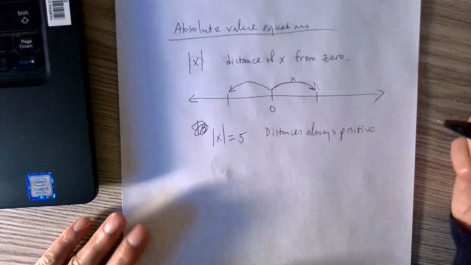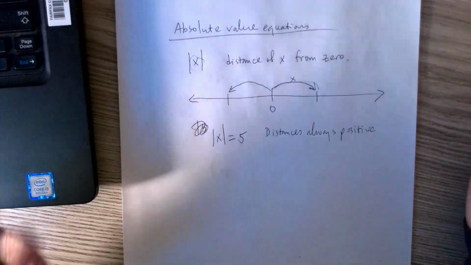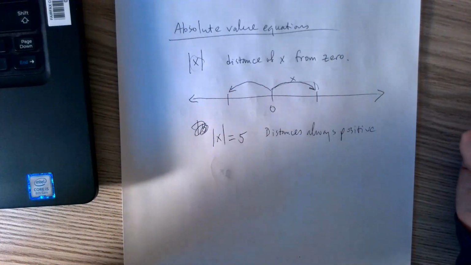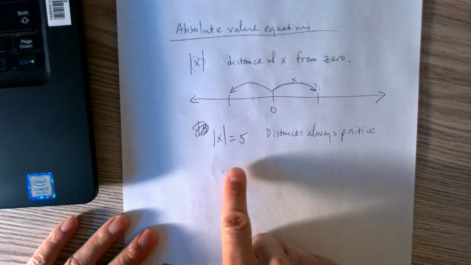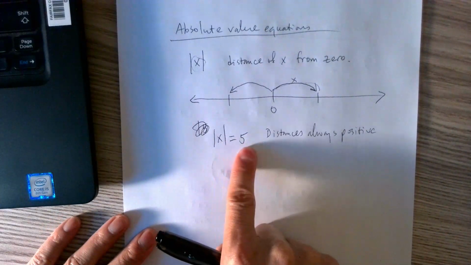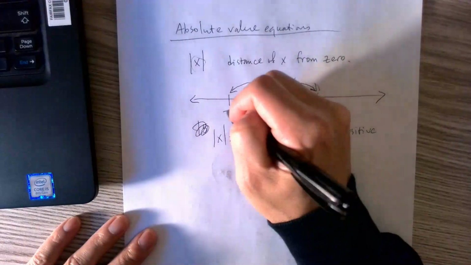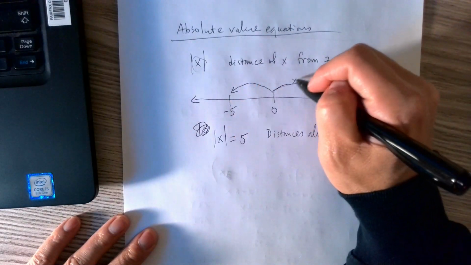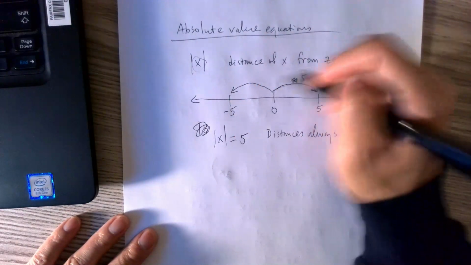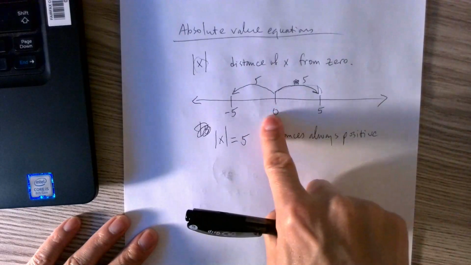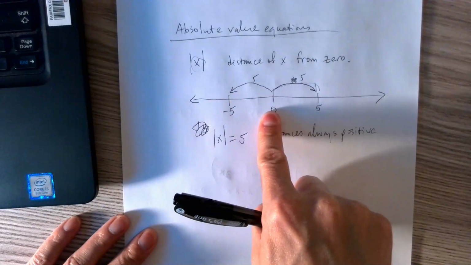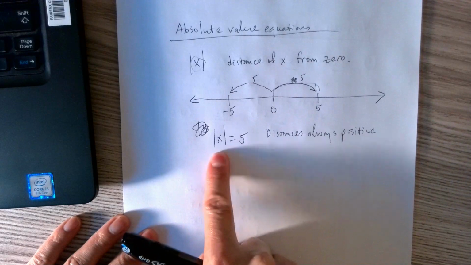We never say I'm -5 away from something. We just say I'm 5 away from something. And if something is 5 away from 0, it could be over here, or it could be over here. 5 is 5 away from 0, but -5 is also 5 away from 0. So that's what this is saying.